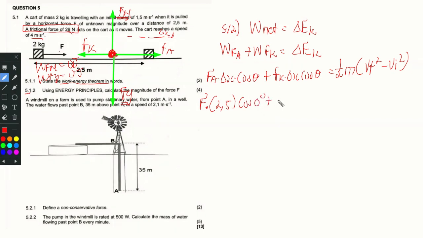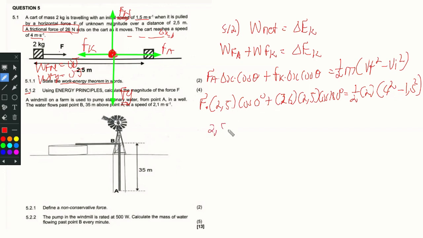For Fk, we have 26, and then displacement, still the same 2.5, and then cos what? 180 degrees. So this is equal to half. The mass is 2 kg. The final velocity, they say the car reaches a speed of 4 meters per second. So 4 squared. And then here we have 1.5. So the initial speed is 1.5. 1.5 squared.